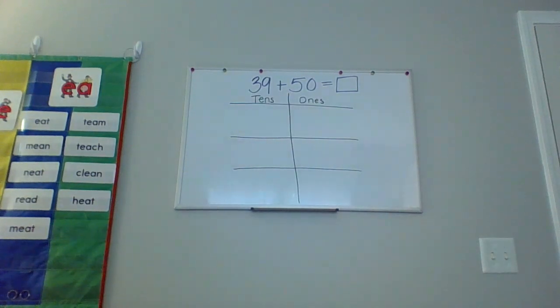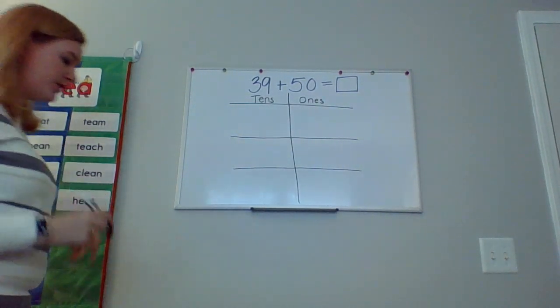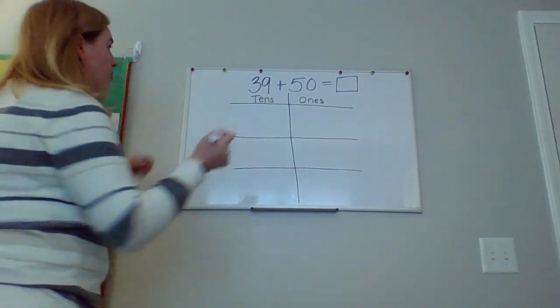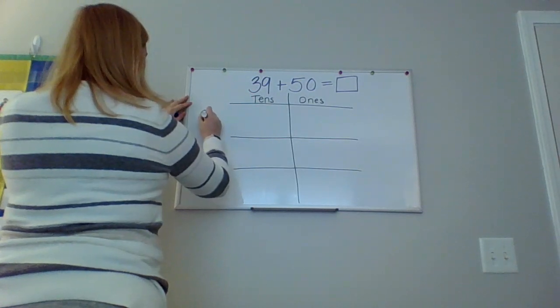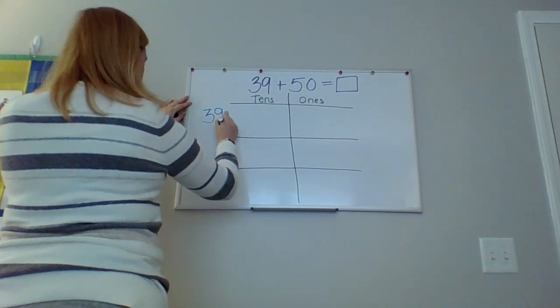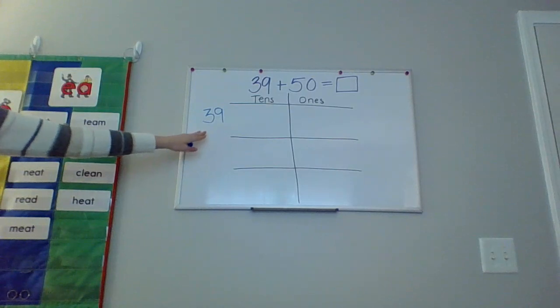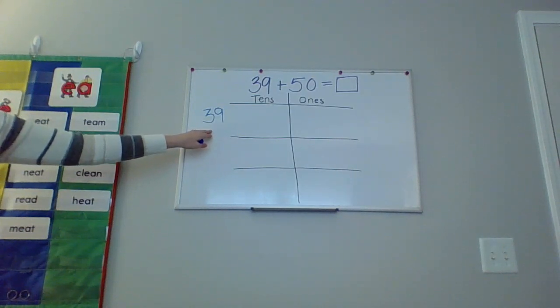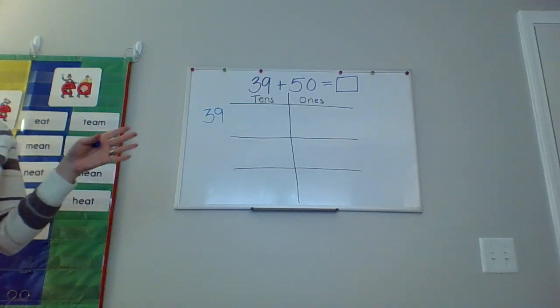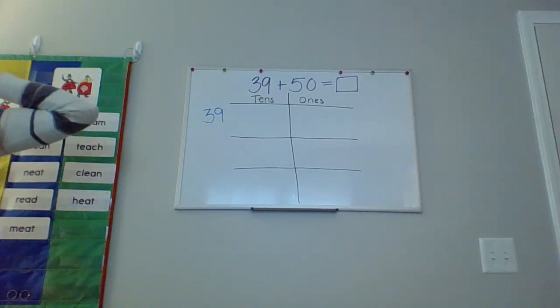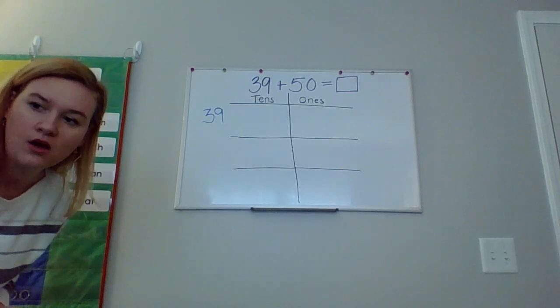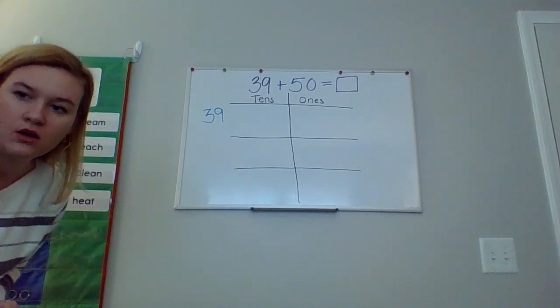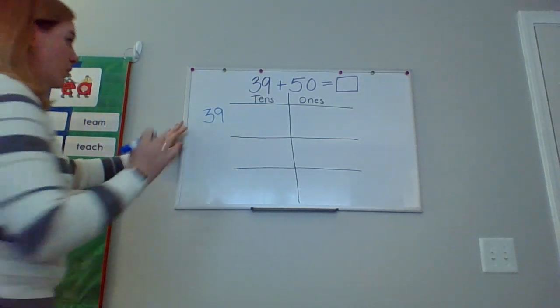Okay. So, now what we're going to do is we are going to draw 39 first. So we're going to draw the number 39 first. So I like to put the number 39 over here just so I know which one I'm drawing. Now, when we're drawing base 10 blocks, we always start with the ones.